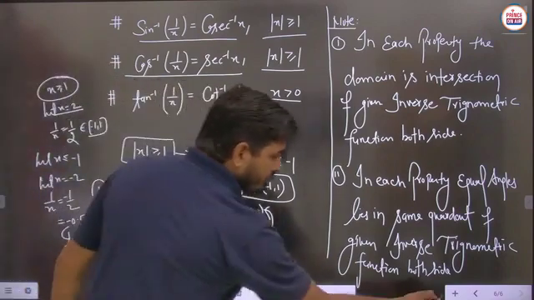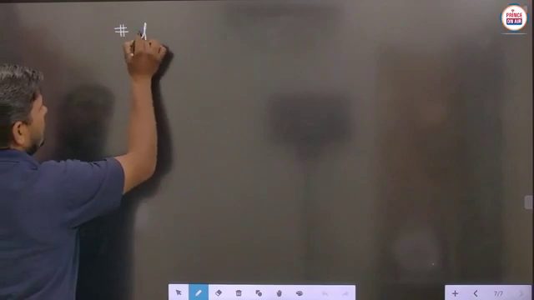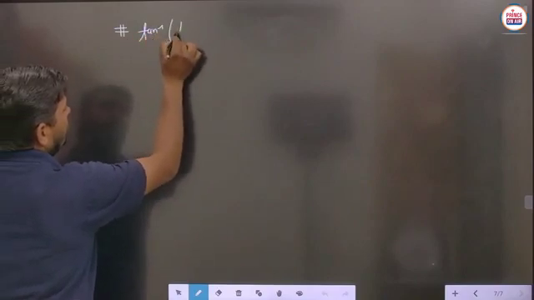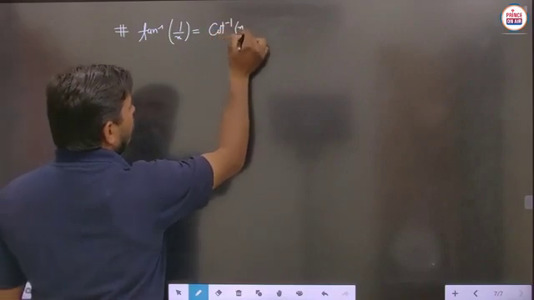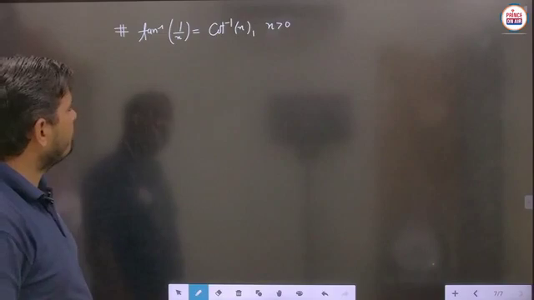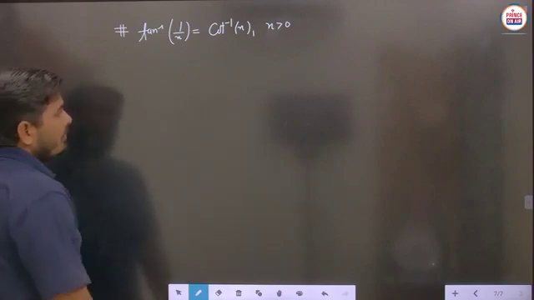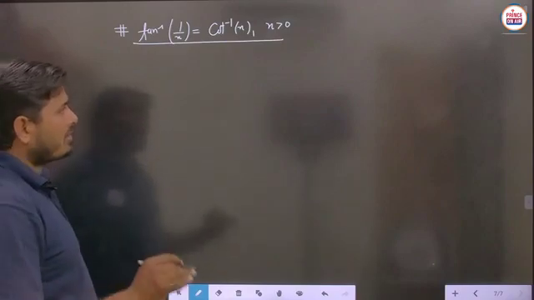So first of all, it is to be written tan inverse of 1 upon x is equal to cot inverse of x, where x is said to be greater than 0. Is it clear? Now the thing is, basically in this scenario we have to write x greater than 0.